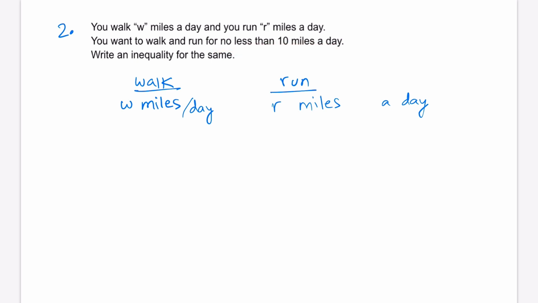When you say less than 10 miles a day, this is the sign for less than. When you say no less than, we are talking about greater than or equal to. It's the opposite of less than, which is greater than or equal to. That is no less than.